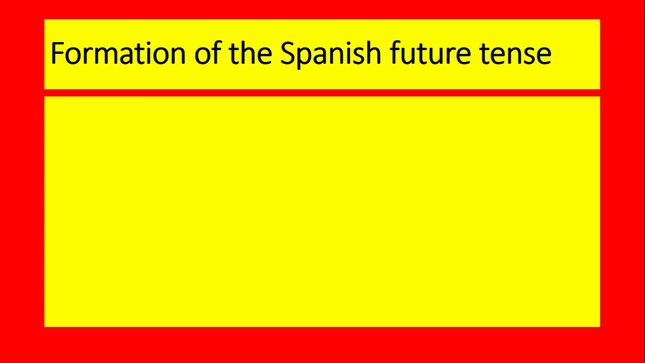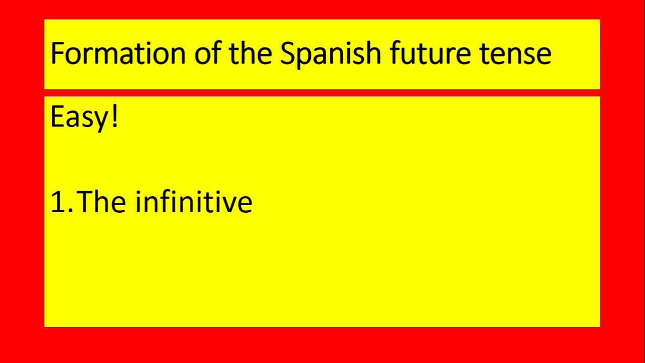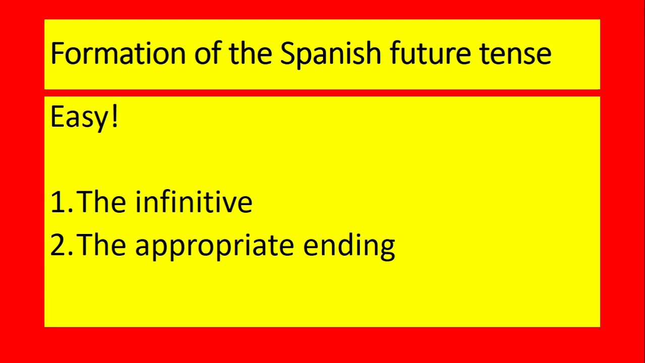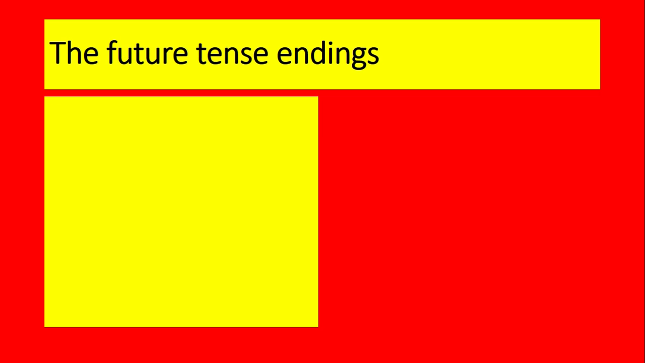So first of all, the formation of the Spanish future tense. It's incredibly easy. All you have to do is, first of all, you take the infinitive and then you add the appropriate ending on afterwards. If you don't know what an infinitive is, then go and check out my video. I think it's number 1 on infinitives. So here are the future tense endings. In the first person singular, it's é with an accent. Second person, ás. Third person, á with an accent. First person plural, the we form, emos. Second person plural, éis. And the third person plural, án.